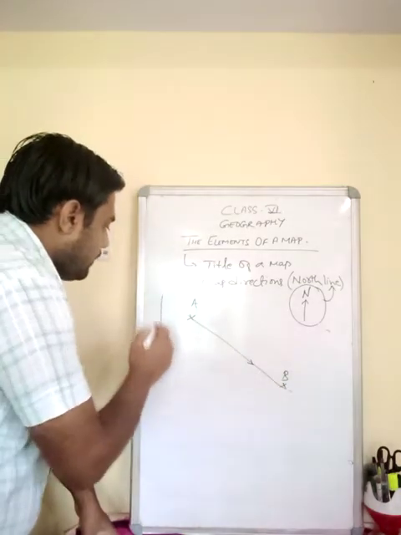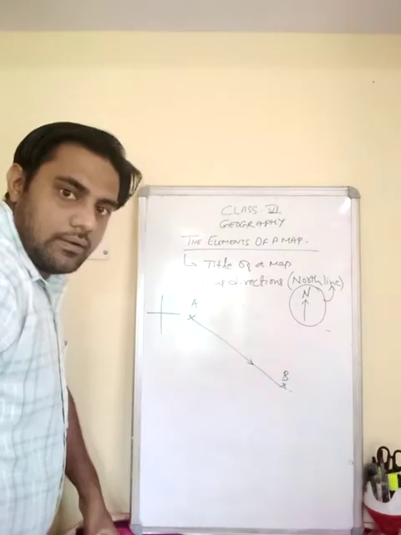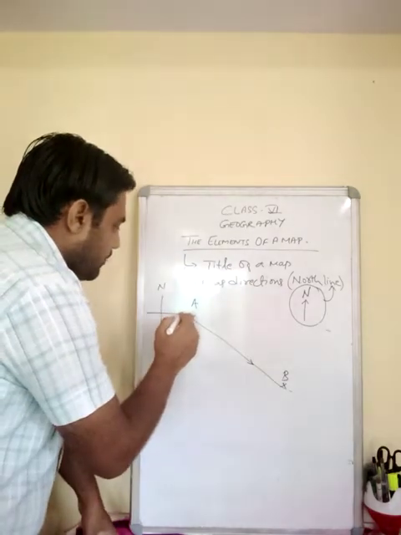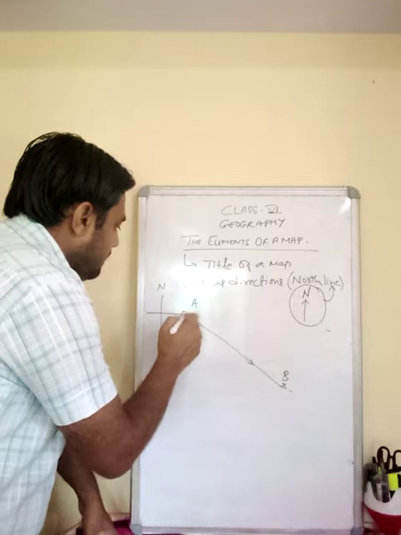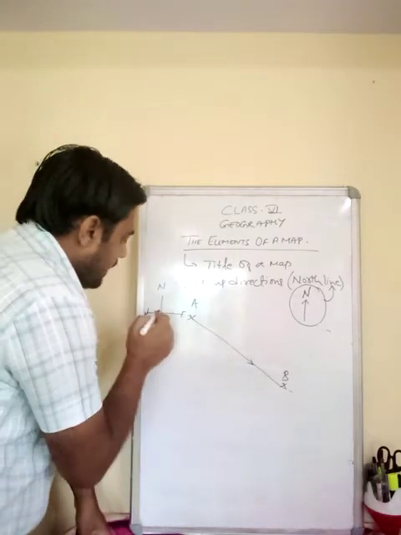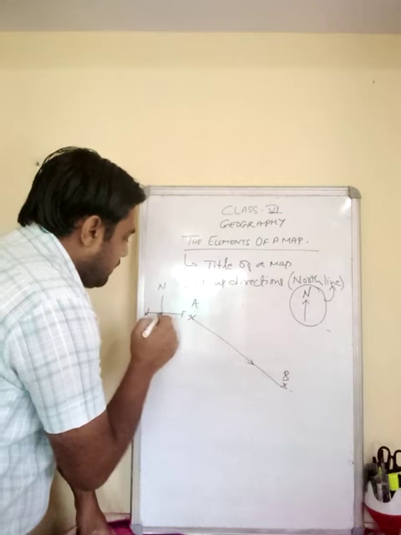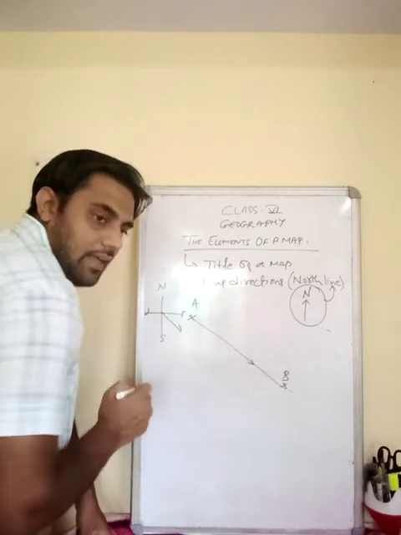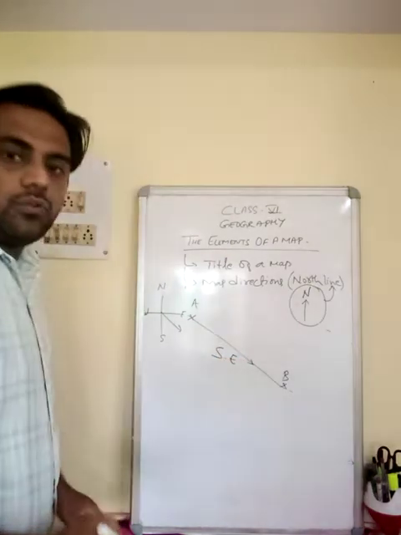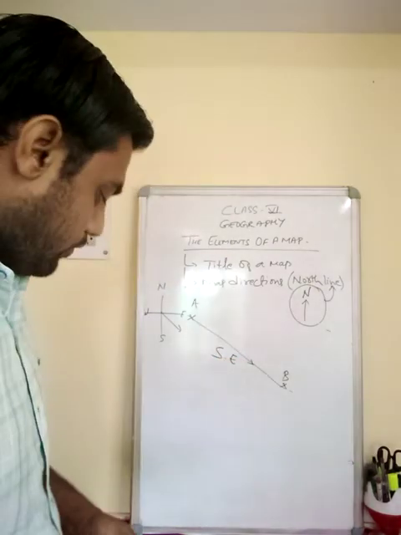Now on the corner you draw your direction chart. North, east, south, west. Now think, this line is going like this, so obviously it is between east and south, so we can say it is in the direction southeast. Understood? All you have to do.